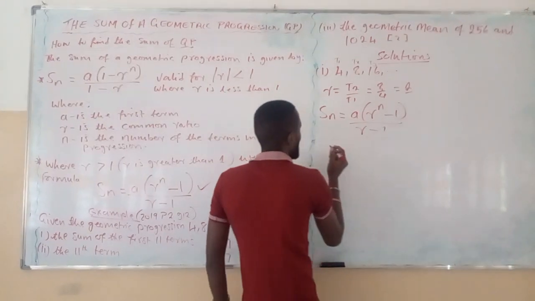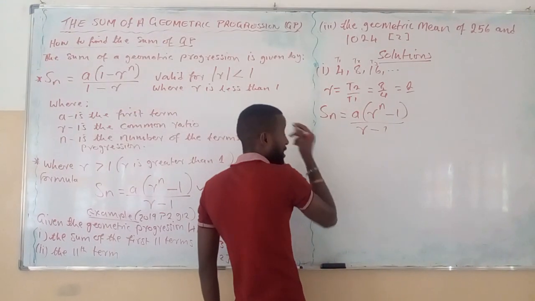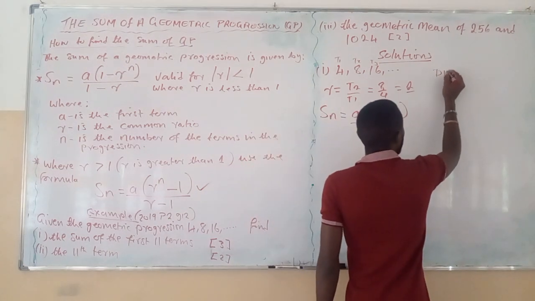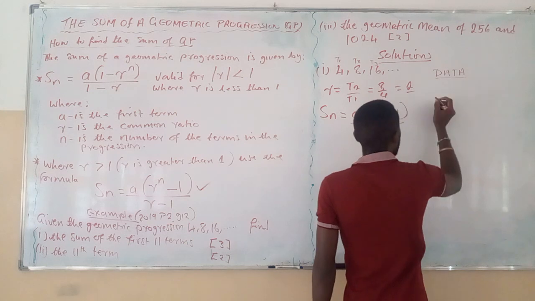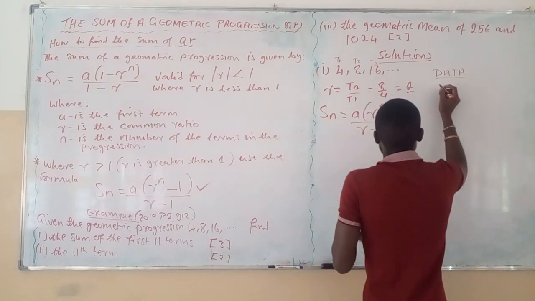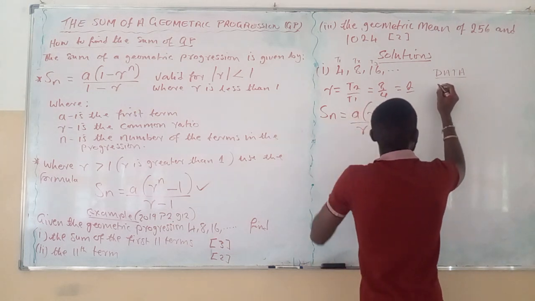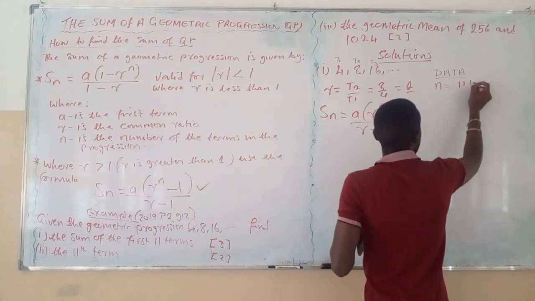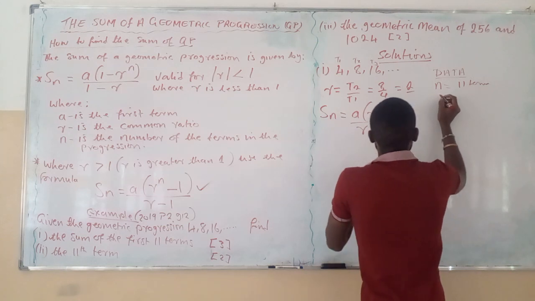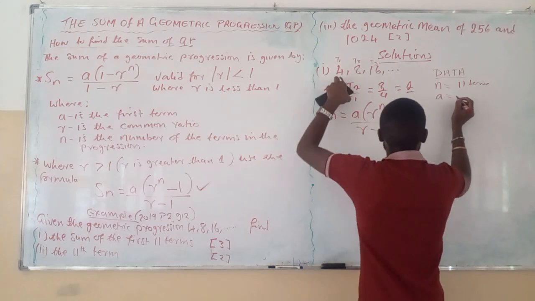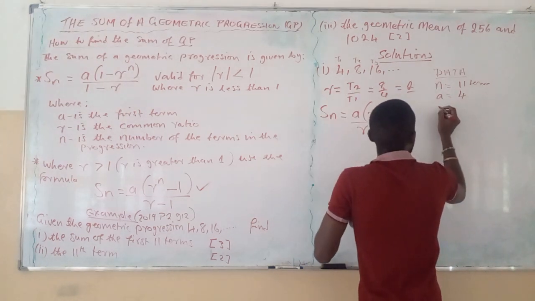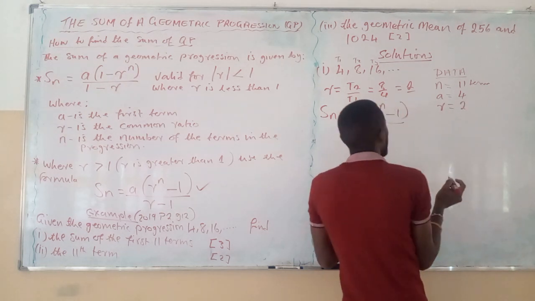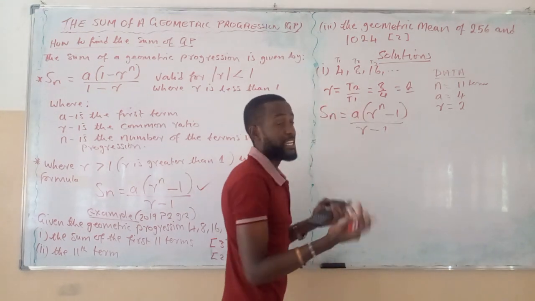Sum of the 11th term. So they're asking us to find the sum of the 11th term. So we need to have data. Let us have data here so we know what we are doing. Do I know my sum? Okay. Do I know my n? Yes, they're saying 11 terms. That's what they are telling us. Do I know my first term? Yes, my first term is 4. Do I know my common ratio? Yes, it is 2. What else do I need to know? That is all. So I just replace and then calculate.